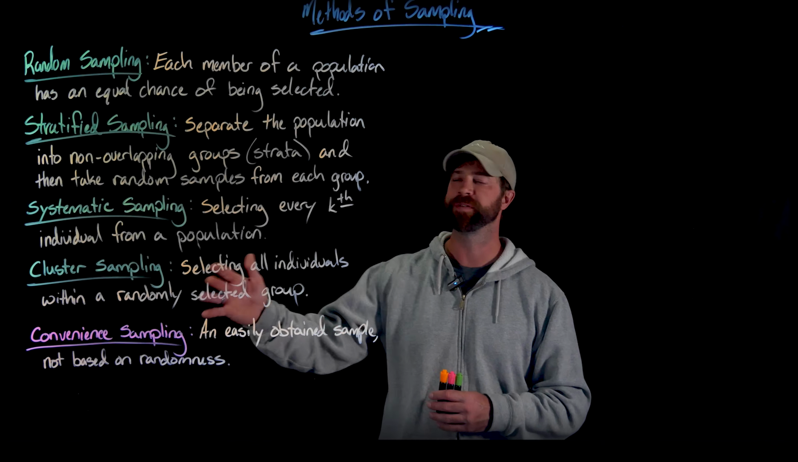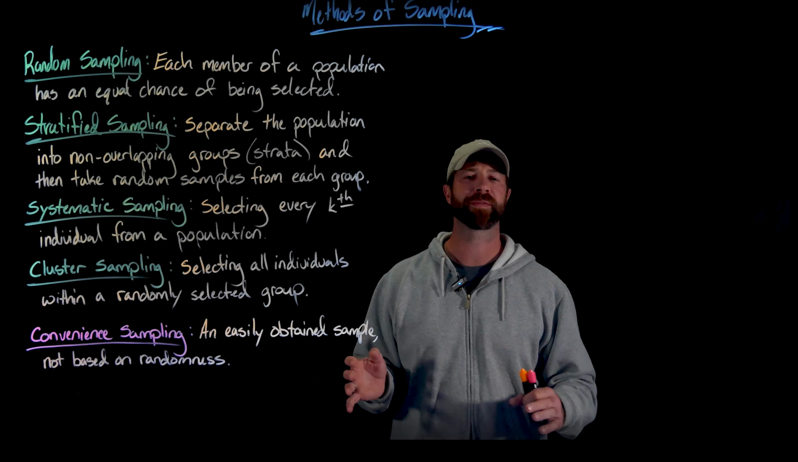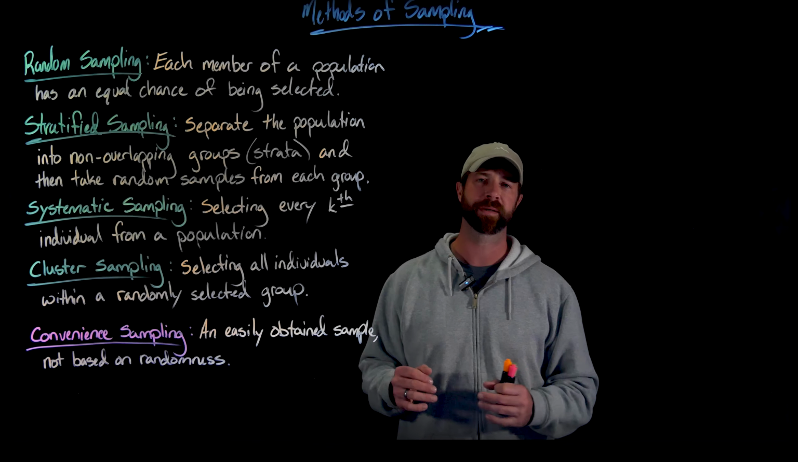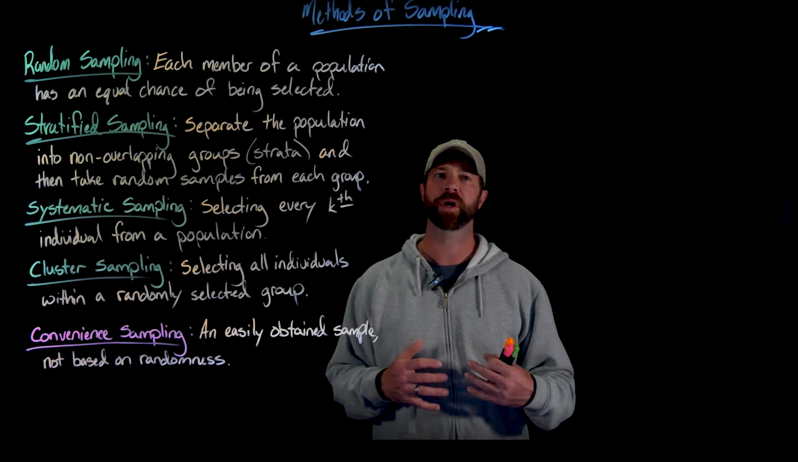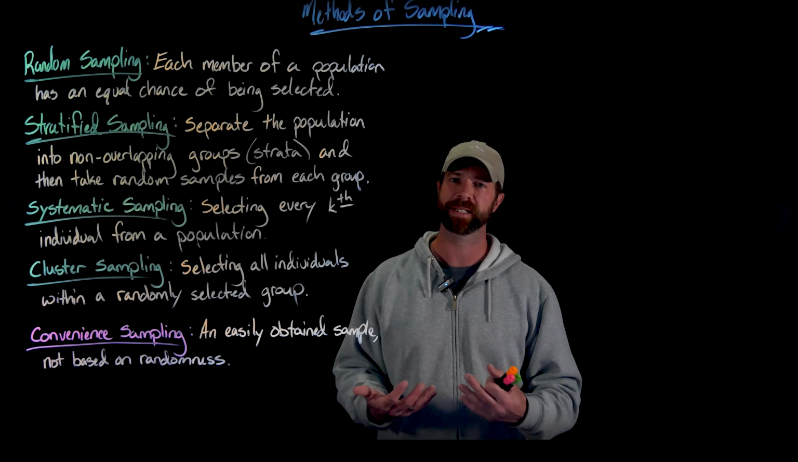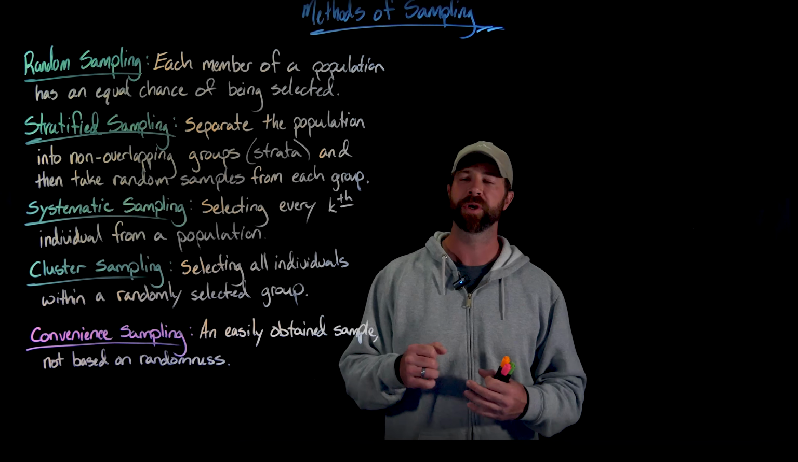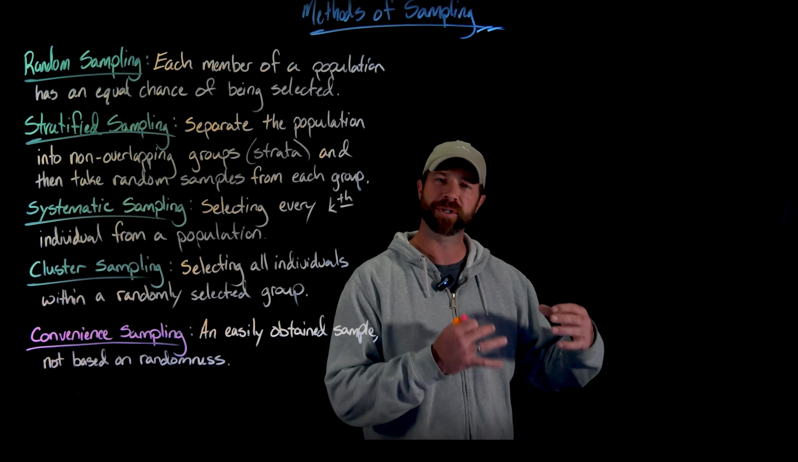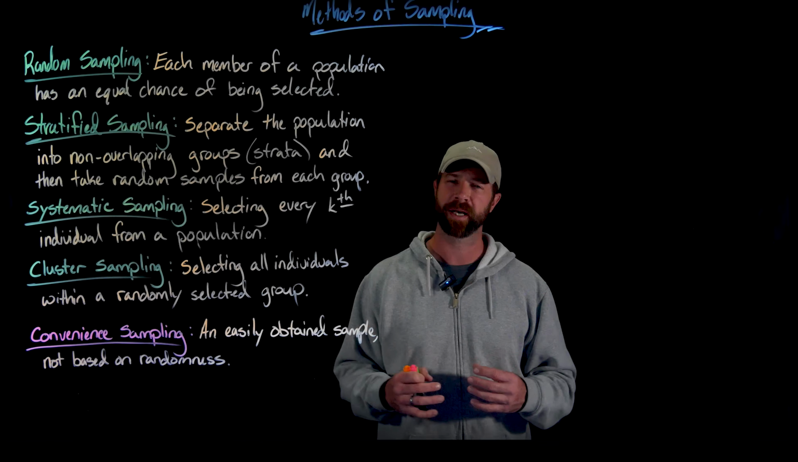There's one more type of sampling that we're going to talk about, but we're definitely not going to encourage, and that's called convenience sampling. This is generally frowned upon, and what this is, it's just an easily obtained sample, not based on randomness. Often when folks are trying to get introduced to statistics and do some research, what they'll do is stand outside of a classroom or stand on a street and just take anybody that comes up to them.